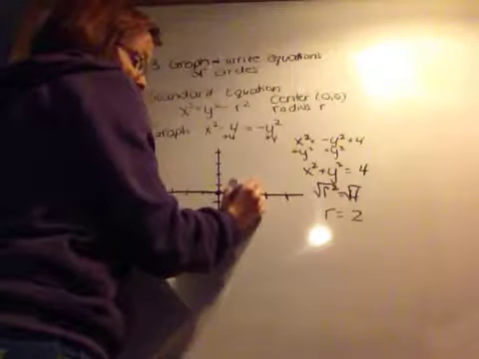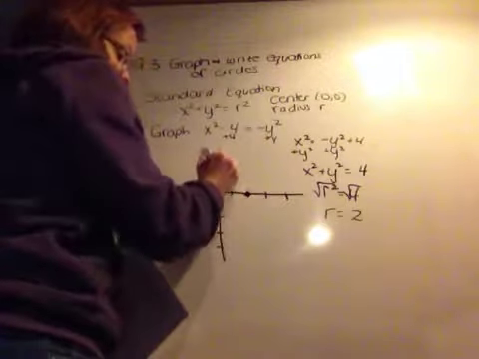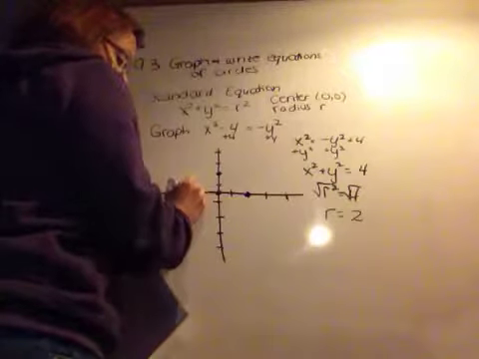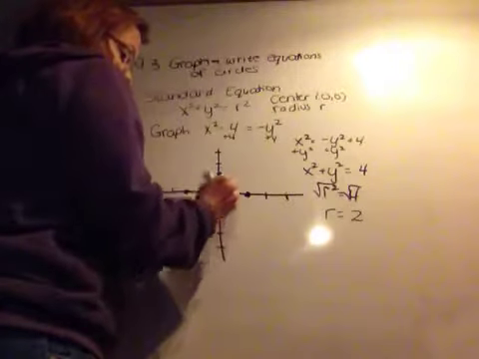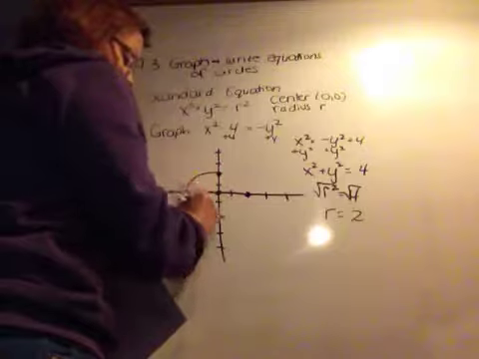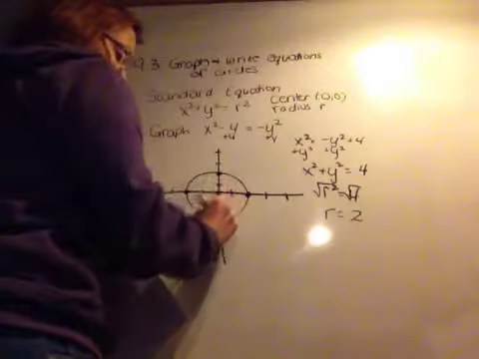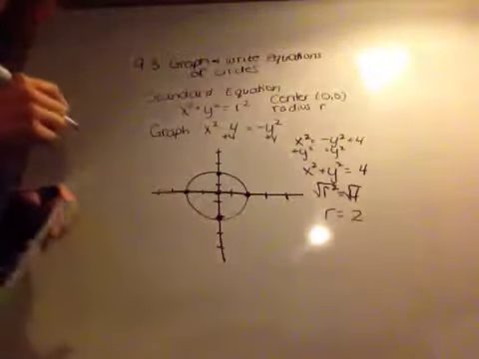So from the center, I'm going to go 2 to the right. I'm going to go up 2. I'm going to go 2 to the left. And I'm going to go down 2. And then I'm just going to connect them with a smooth curve to be a circle.